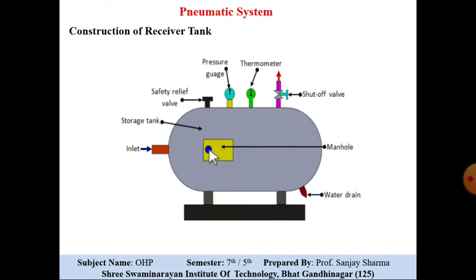This is the manhole which is used to service the internal tank, and this is the water drain. The water drain is provided because of the moisture content in the air. After getting cooled, the moisture vapors in the air settle down in the tank, and we can drain them off through the drain plug. So this is the construction of the receiver tank.